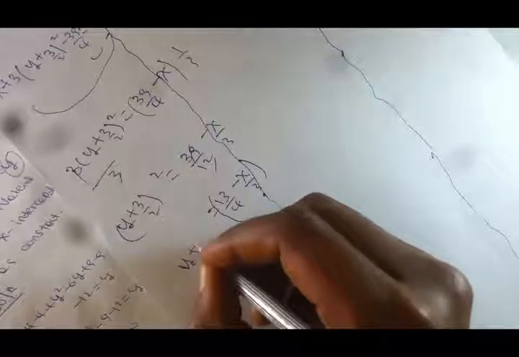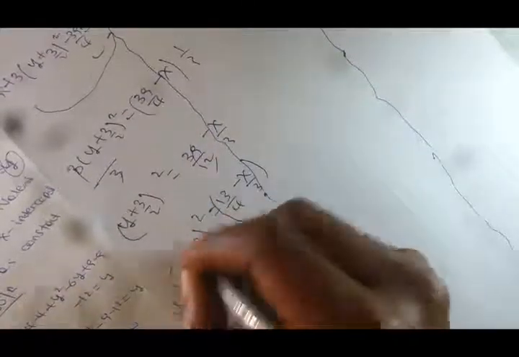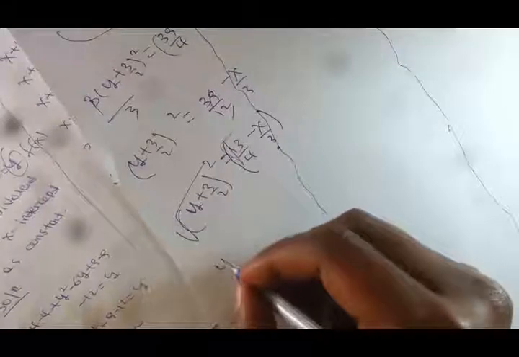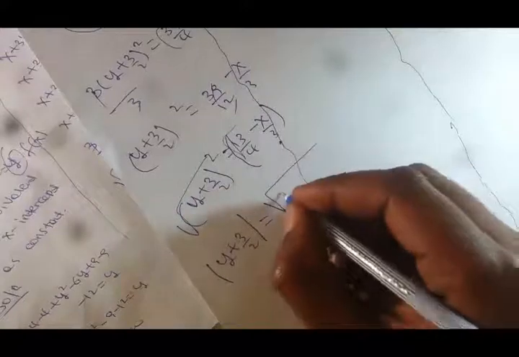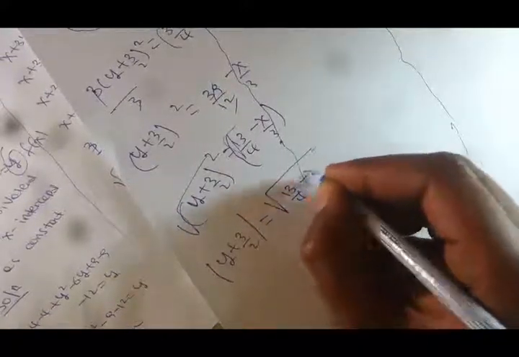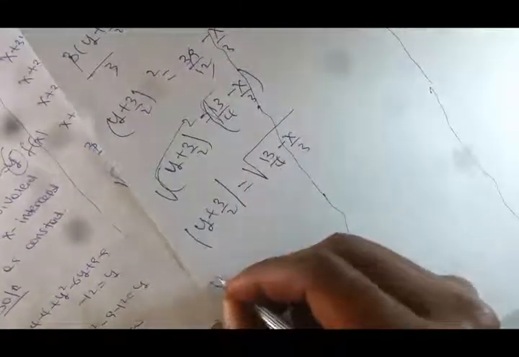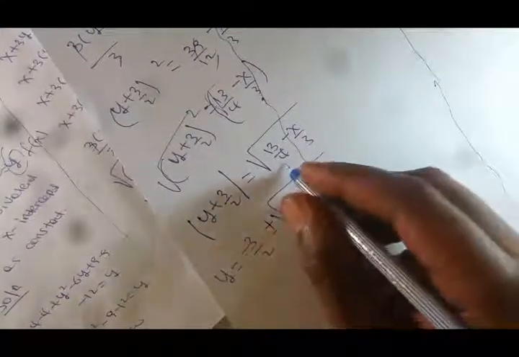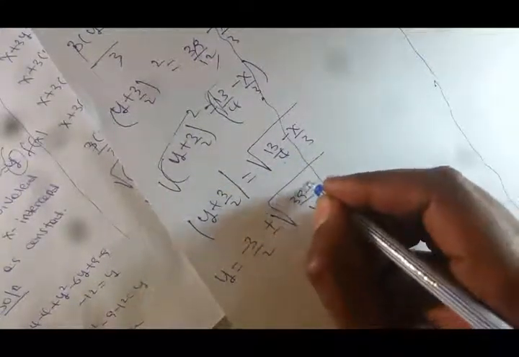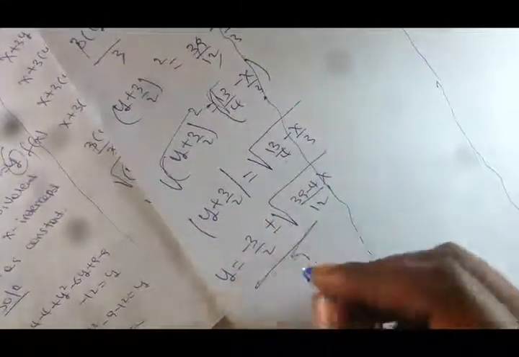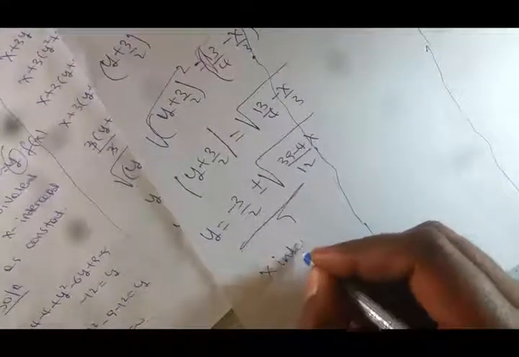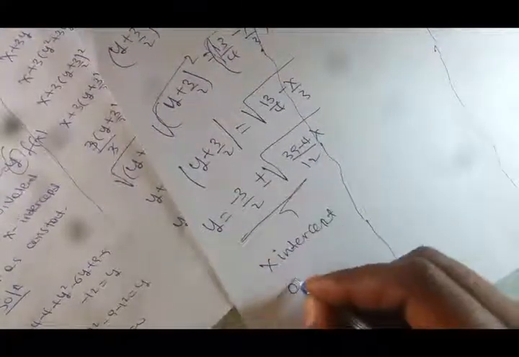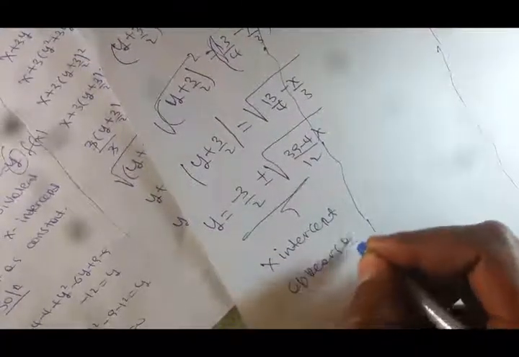So for y plus 3 over 2 the whole square, we take the square root on both sides. Therefore the absolute value of y plus 3 over 2 is equal to the square root of 13 over 4 minus x over 3. This is equivalent to y is equal to minus 3 over 2 plus or minus the square root of, when we take 12 common, 12 divided by 3, 39 minus 4 times x. Therefore this is the x intercept, it appears as a constant.